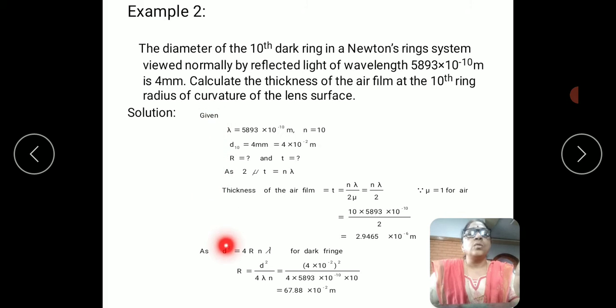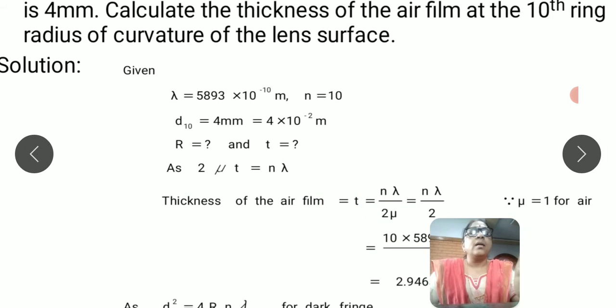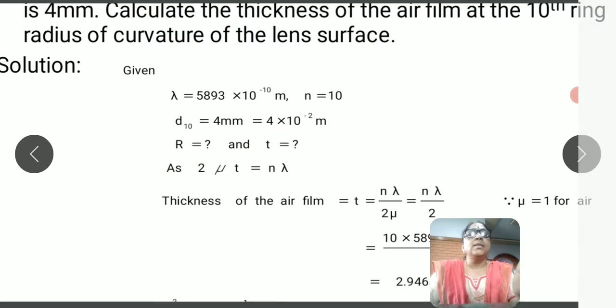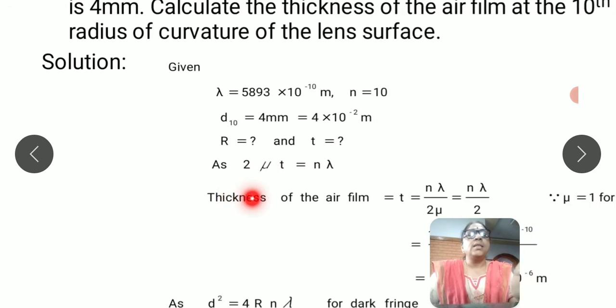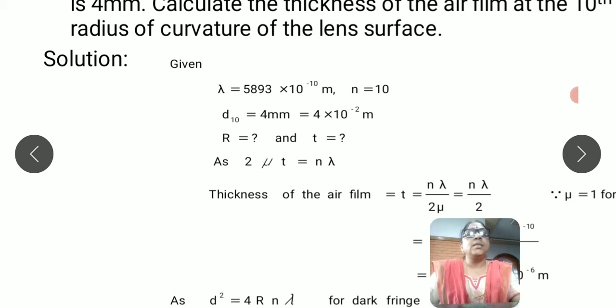So this is the solution, and here the given things are lambda equal to 5893 into 10 raised to minus 10 meter, n equal to 10, dn equal to 4 centimeter. So what is r and what is the thickness? As it is incident normally, cos r equal to 1. Therefore 2 mu t equal to n lambda. Then the thickness of the air film is t equal to n lambda divided by 2 mu.